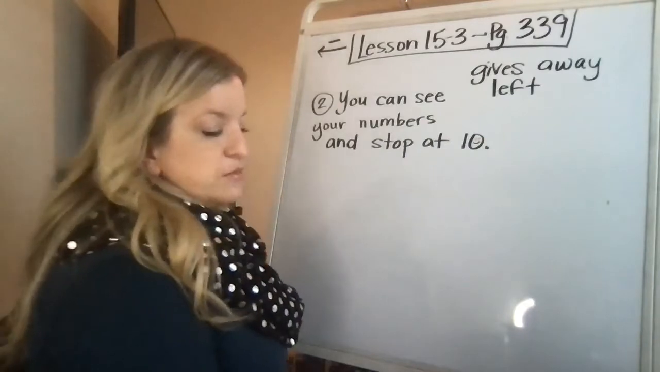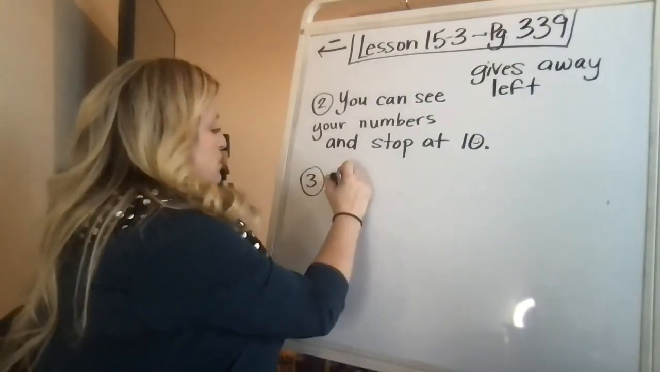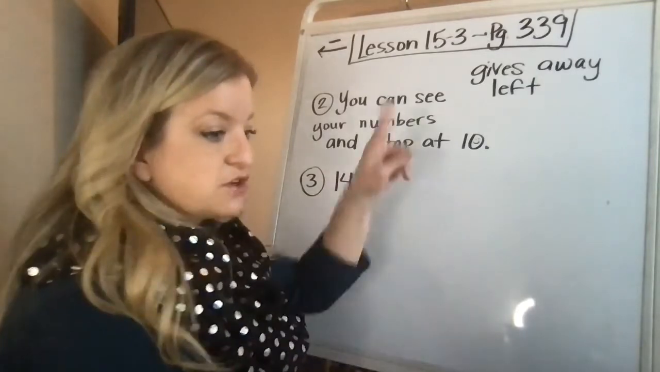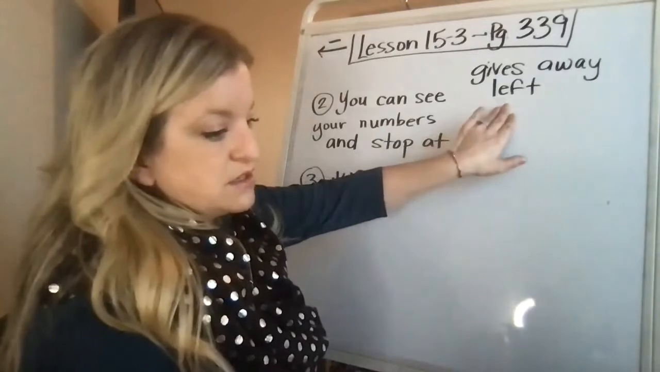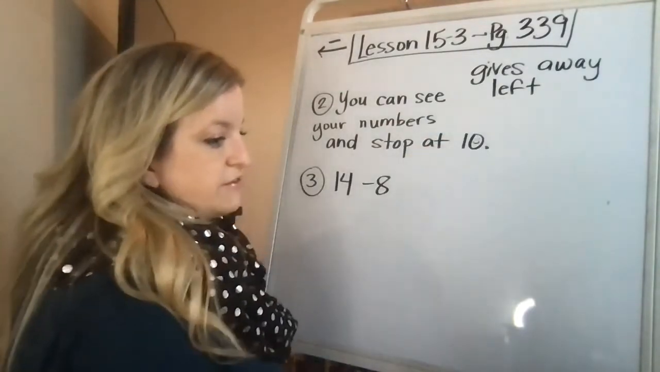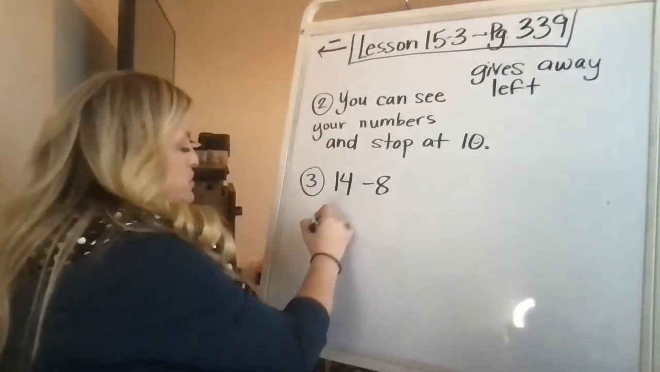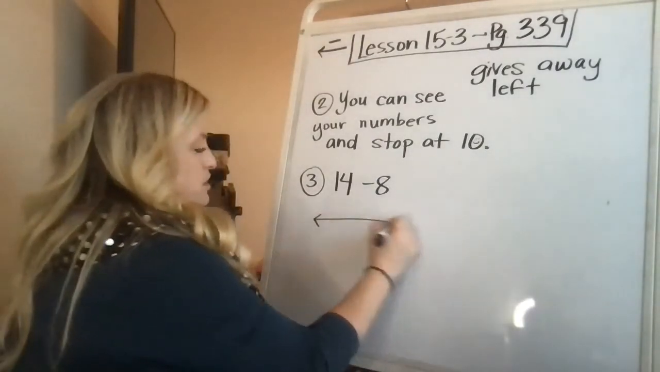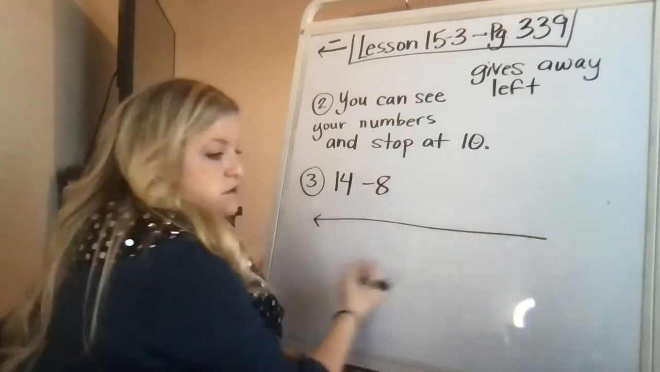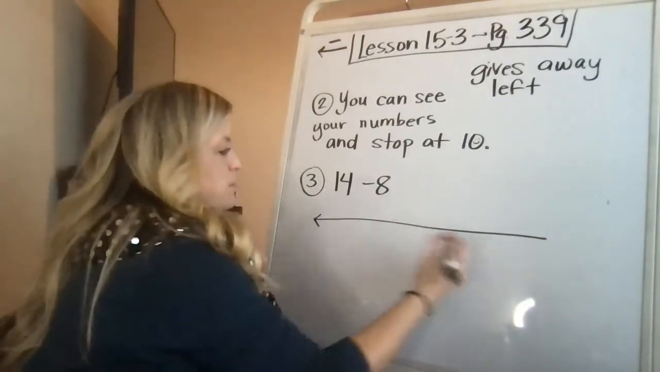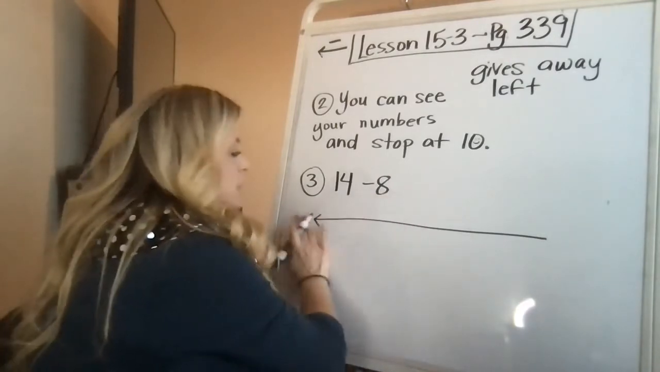All right, number 3, a mall has 14 toy birds. 14 toy birds. You need to circle it. She gives away 8 toy birds. 8. How many are left? So 14 minus 8. So we're going to use an addition number line to get there.